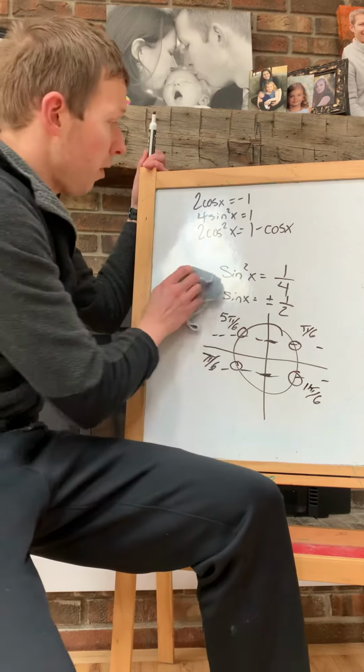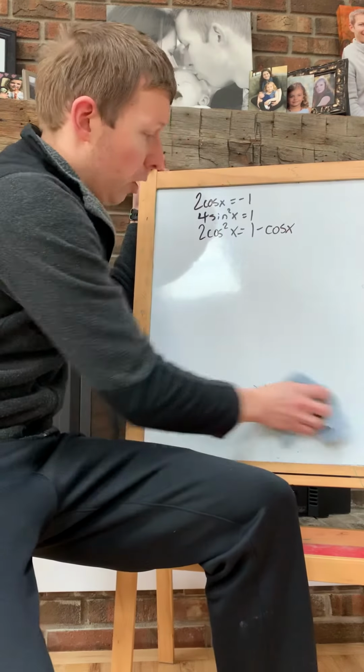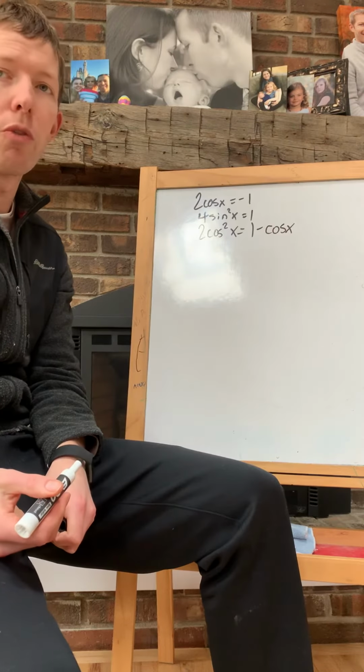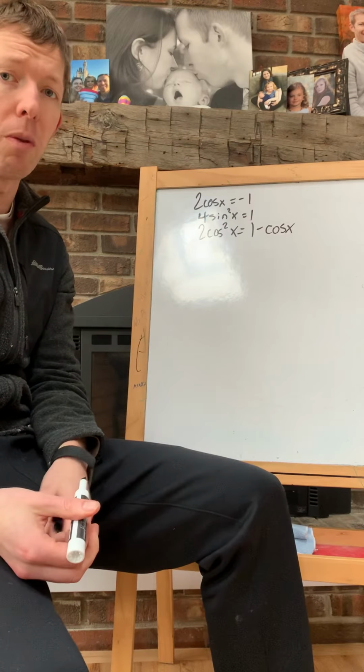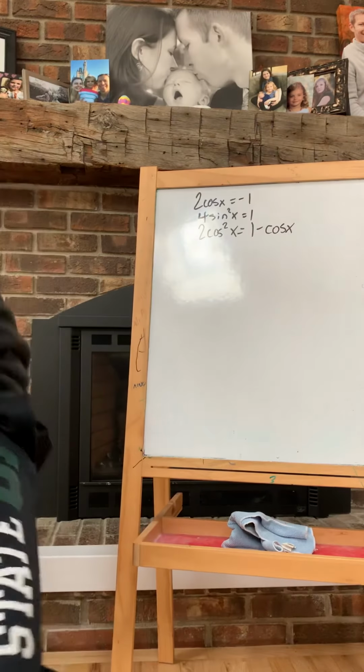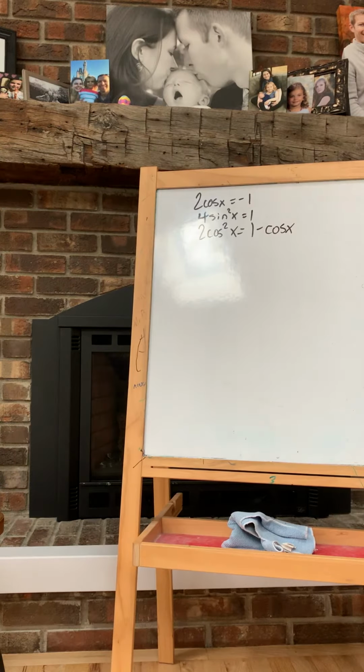Now, let's look at one that continues to get a little bit trickier. This last one, 2 cosine squared of x equals 1 minus cosine of x. And let's start by talking about some things that people might try to do. These would be things that would not work well. I'm going to get a different colored marker.